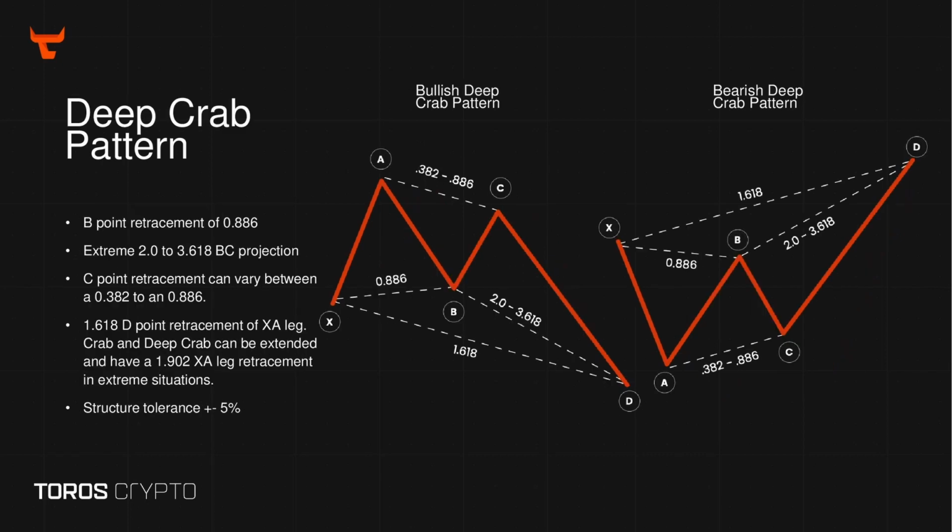There is a variation of the crab. The variation is a deep crab, where the key difference is this B point retracement. You are looking at an 886 retracement, whereas the regular crab could only retrace to a maximum of 618. So at that 886 retracement, again, you come up for your C point and then down to D, and you're still looking for that 1.618 XA projection into that D point, because, as I mentioned, that's what makes the crab unique. The structure tolerance is plus or minus 5% of these ratios.